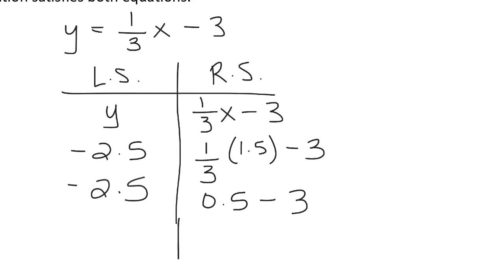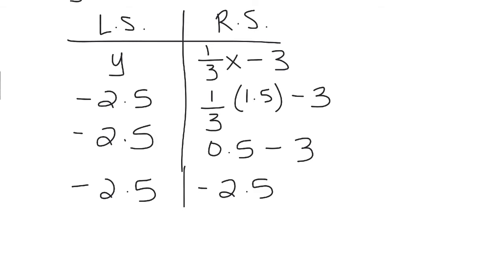I'm going to extend my column a little bit here. On the left-hand side, you're going to just recopy negative 2.5 on your next line. On the right-hand side, we're going to do the math: 0.5 minus 3, which gives you negative 2.5. So again, we can see that we generated the same value on the left-hand side as the right-hand side, which tells us that the point of intersection also satisfies this equation. So to conclude, we can say that the left side is equal to the right side, which tells us our point of intersection is good to go.